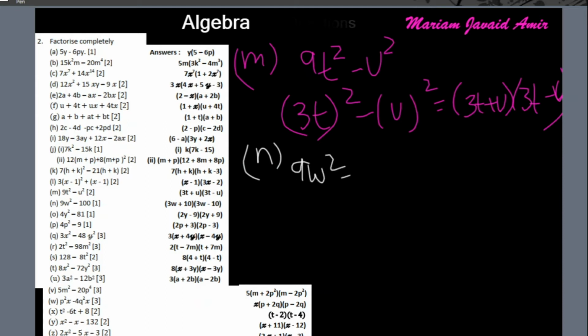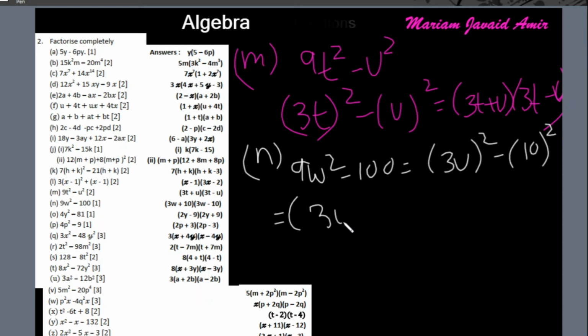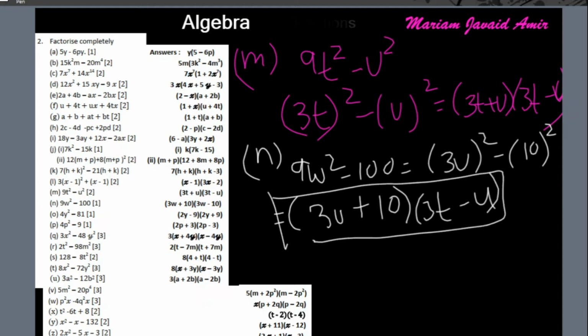Next up is part N. 9w square minus 100. This can again be written as (3w) whole square minus 10 whole square. So a square minus b square becomes (a plus b) and (a minus b). Answer for part N.